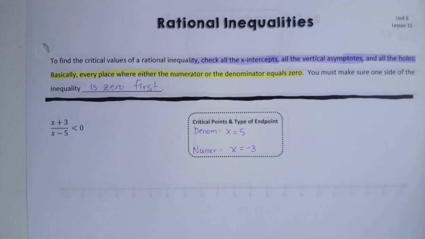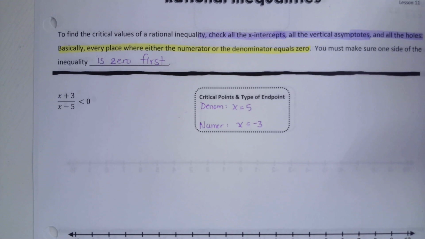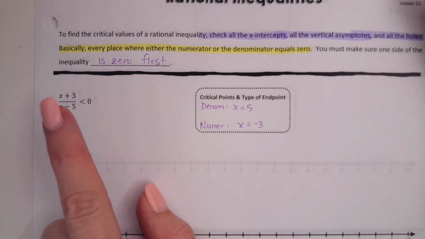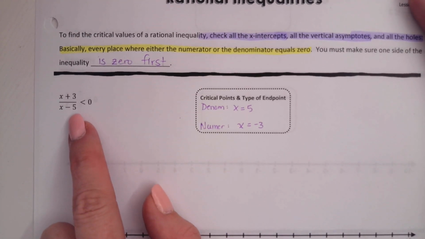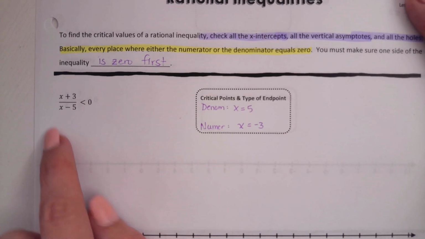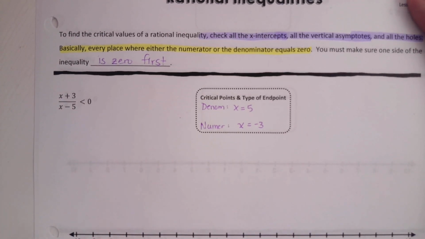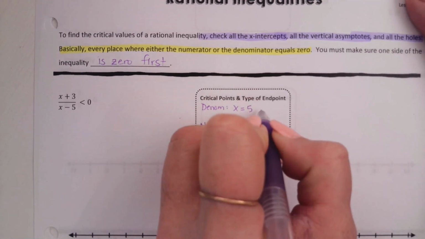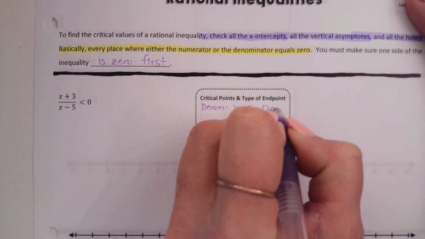-3. Now the reason I write them separately is because they get different endpoints depending on whether it was a numerator or denominator. The denominator, since technically it can never actually equal that number, it's not allowed, it would make it undefined. The denominator's endpoint on the number line is always going to be an open dot. It's always an open dot for the denominator. Open dot.